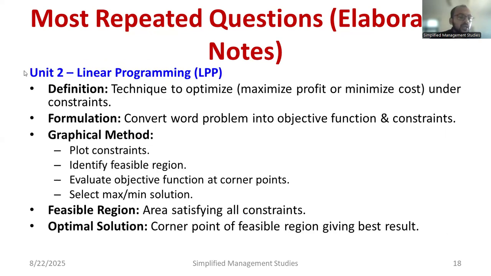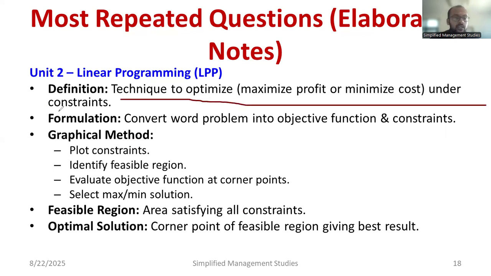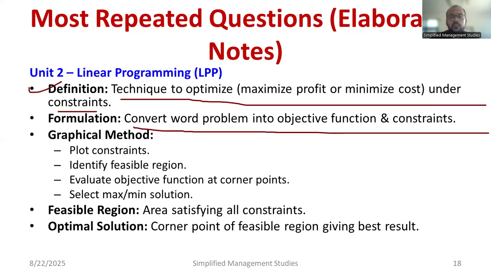Similarly, unit number two is the linear programming problem, LPP. The definition is a technique to optimize maximum profit or minimize cost under constraints. Then formulation: convert the word problem into an objective function and constraints. The word problem you are going to convert in a mathematical way. What are the different methods of LPP? For the graphical method: plot the constraints, identify the feasible region, evaluate the objective function at the corner points, and finally select the maximum or minimum solution. These are the major steps involved in the first method, that is the graphical method of LPP.